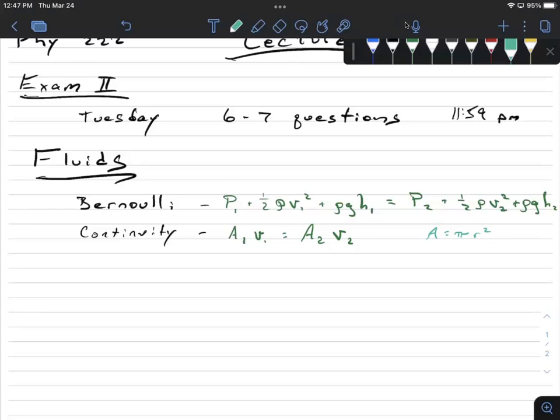So that was the first big topic under fluids. Bernoulli's equation, along with continuity to help out, allows you to solve fluid pipe systems.